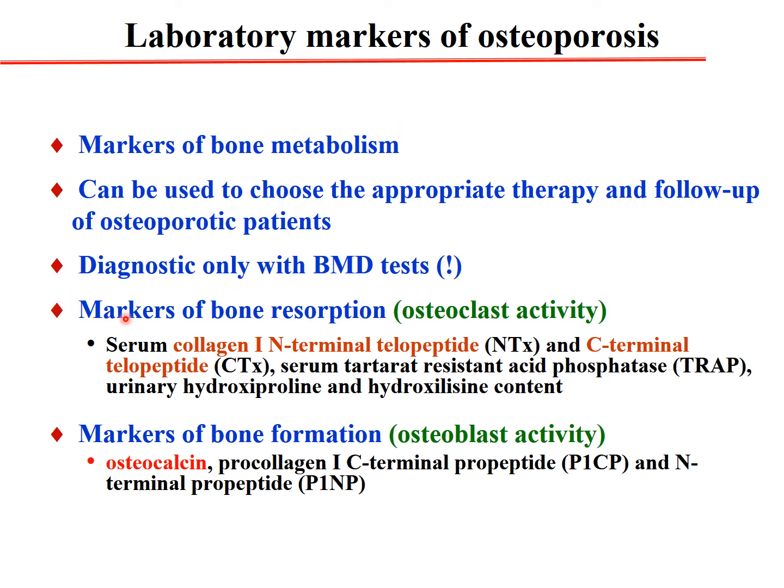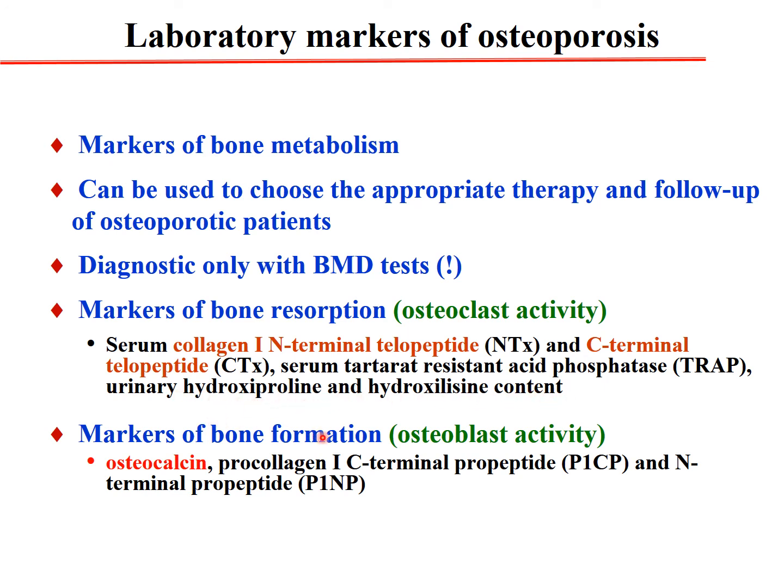Let's see some markers that can reflect bone resorption. This is called osteoclast activity. Osteoclast activity can be measured by measuring the serum collagen 1 N-terminal telopeptide, NTX, and the C-terminal telopeptide. But there are some other ones, serum tartrate-resistant acid phosphatase, for example, or urinary hydroxyproline and hydroxylysine content.